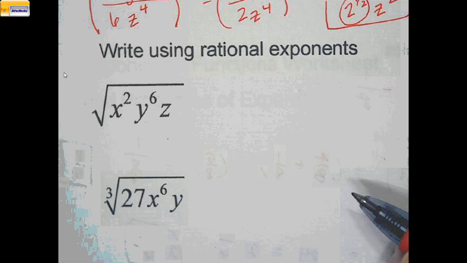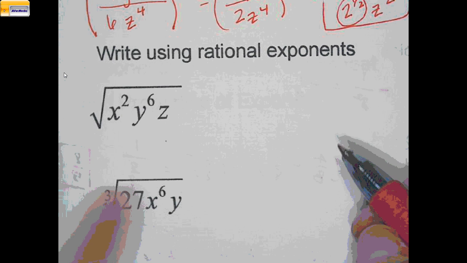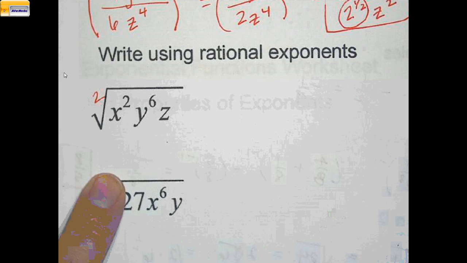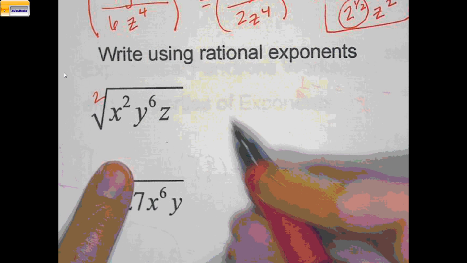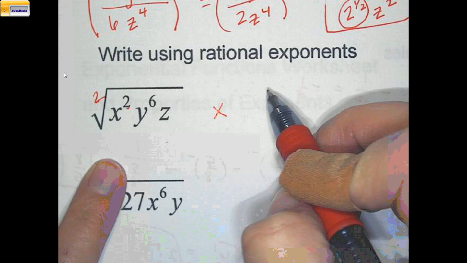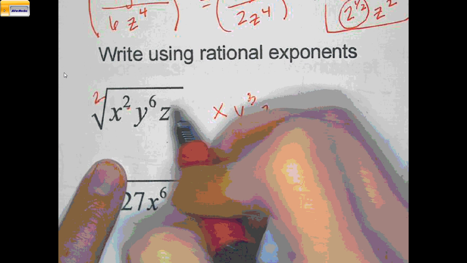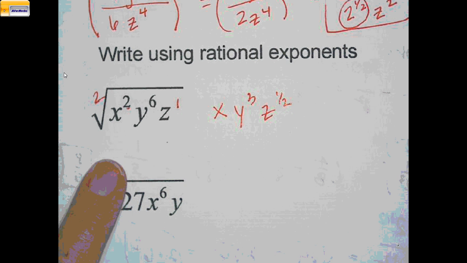It says write using rational exponents. You're just changing it from square roots to exponents. Remember, it's inside over outside. This is a regular old square root, so there's kind of like a hidden 2 there that you can't see. So inside over outside, 2 over 2 is 1. So it's x to the first power. Y, 6 over 2 is 3. And z, 1 over 2 is a half. You're done. That's all you have to do.